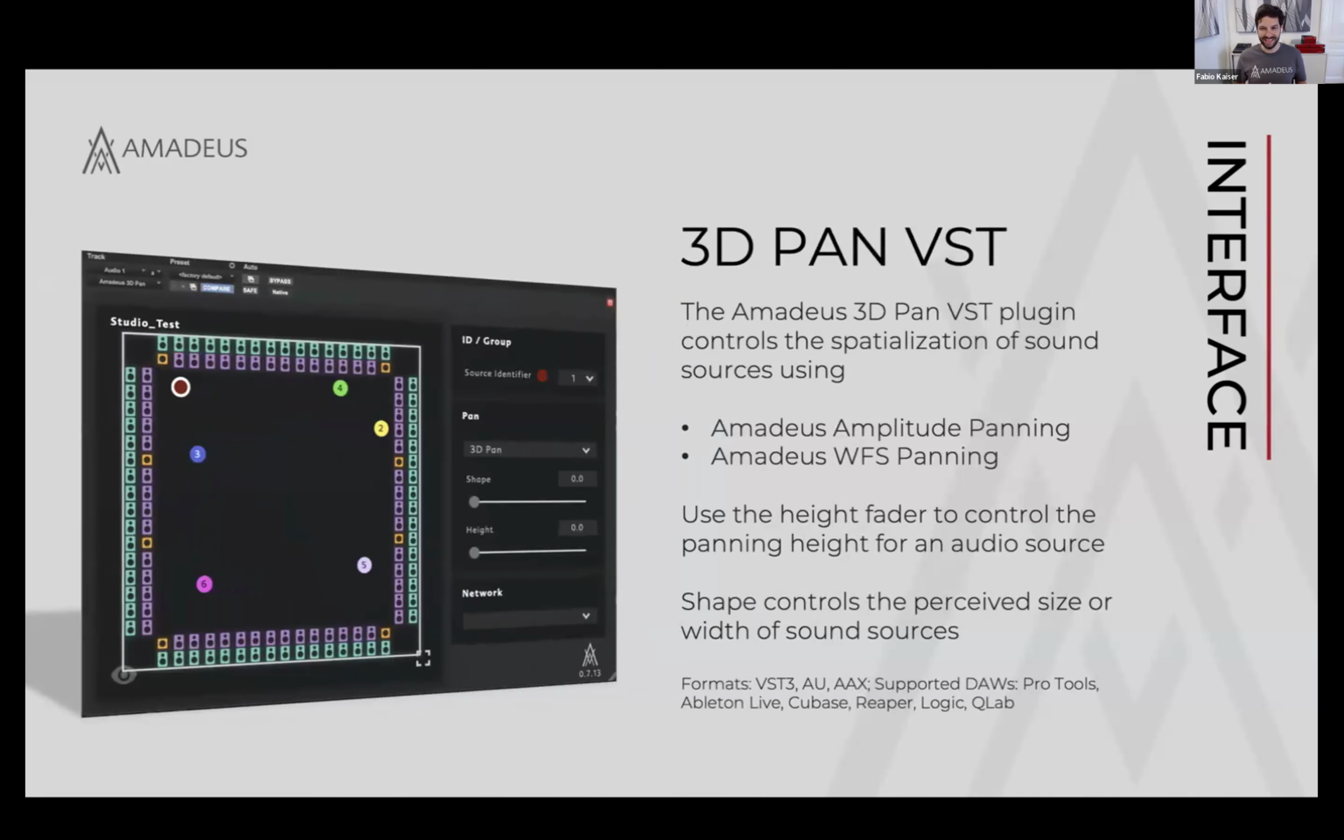It is a VST plugin, which you can use in a digital audio workstation or also show control software, simply to place audio objects in 3D space. You can see a representation of the loudspeaker system on the plugin here, and then you can move the object around to place it in 3D space, and you can also have an overview of where the other objects actually are, so you can have an orientation.